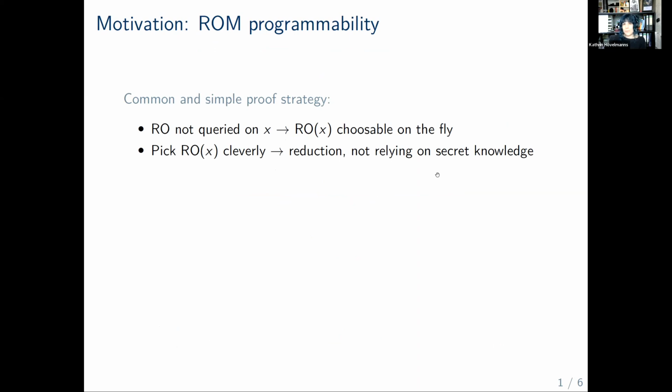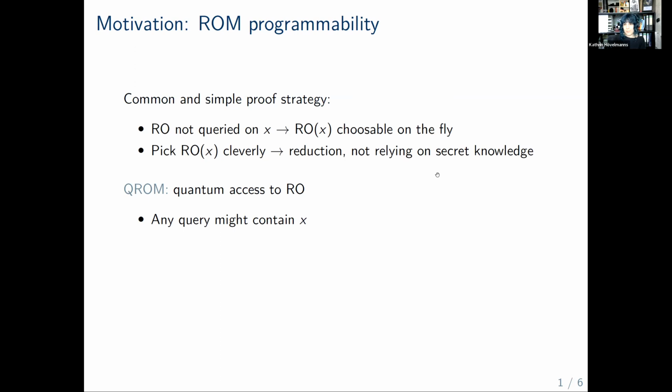We argue that if a random oracle has not yet been queried on a particular pre-image X, then the oracle value can be chosen on the fly by the game. And if we do so cleverly, we allow the game to be simulated by a reduction that then does not have to rely on secret knowledge, like, for example, a secret key. But unfortunately, the random oracle model does not suffice to argue quantum security, which is why it was generalized 10 years ago in a way that allows quantum access to the random oracle and hence allows to argue security against quantum attacks in classical networks.